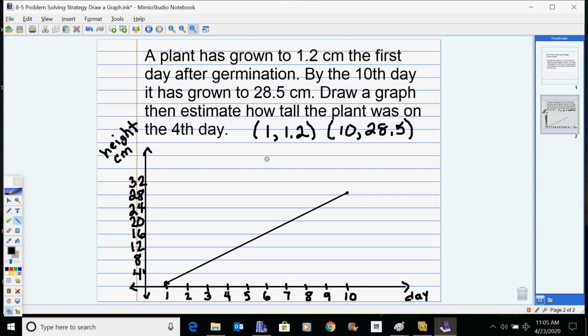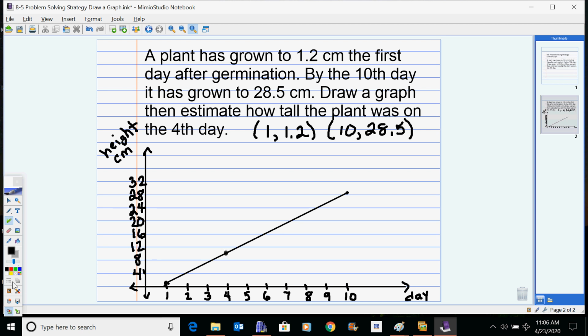So far we've found the ordered pair and we've made a graph with our 2 points, and it's asking us the question. Now we've drawn the graph, so that's one part of it. The other part says, then estimate how tall the plant was on the 4th day. So here's the 4th day, and in order to estimate how tall it was, we have to find out where it is on the 4th day.